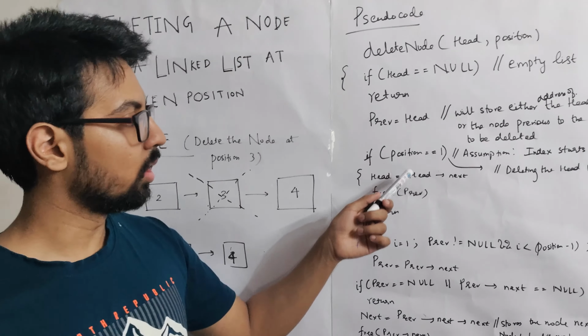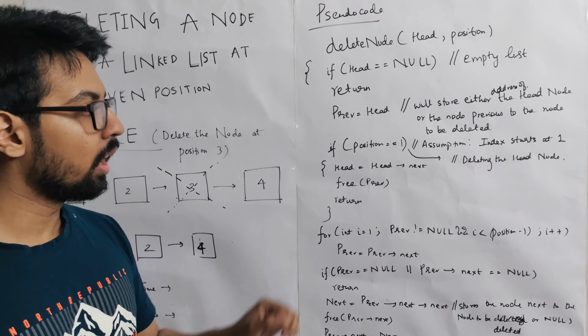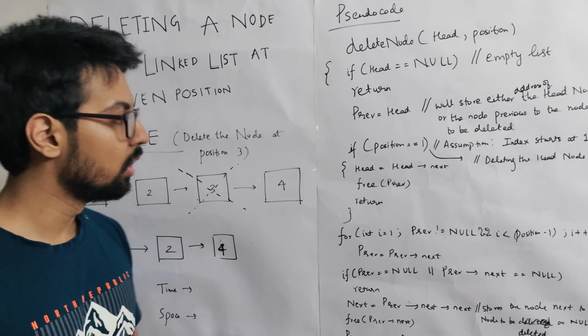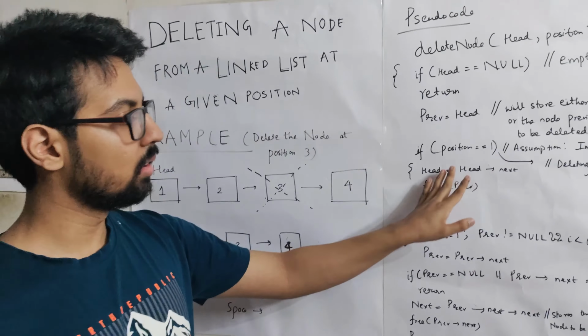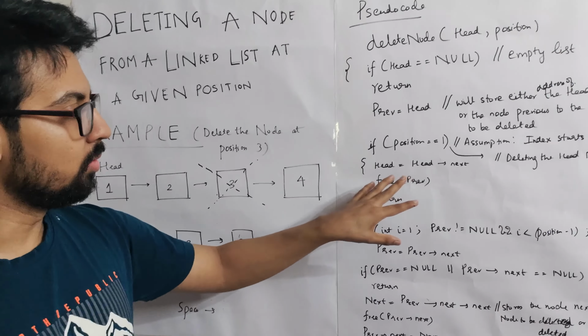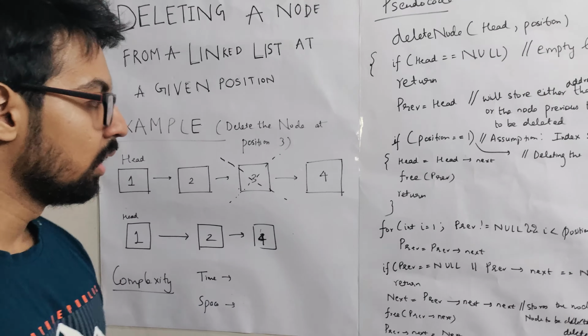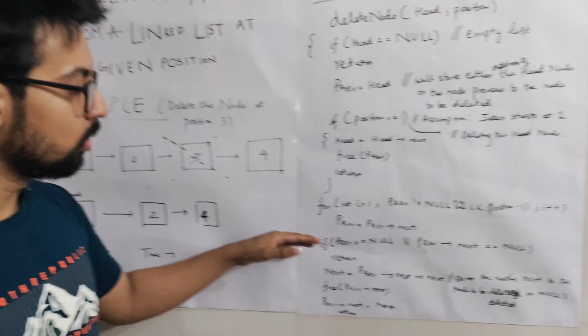If the position is 1, that means we want to delete the head node, and we have made an assumption over here that the indexing starts at 1. In this case, we will be shifting the head node by 1 using this line, head equals head dot next. We will be freeing the previous, which refers to the older head, and then we'll simply return. If we don't want to delete the head node, then we'll come to this for loop.